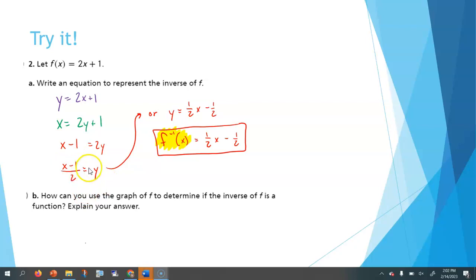If we simplify this a little bit further, so I'm going to change this to be x divided by 2, or 1/2 x, and then we'd have minus 1 over 2, so minus 1/2. So that would be the slope-intercept form of that equation. That's how you can think of it.